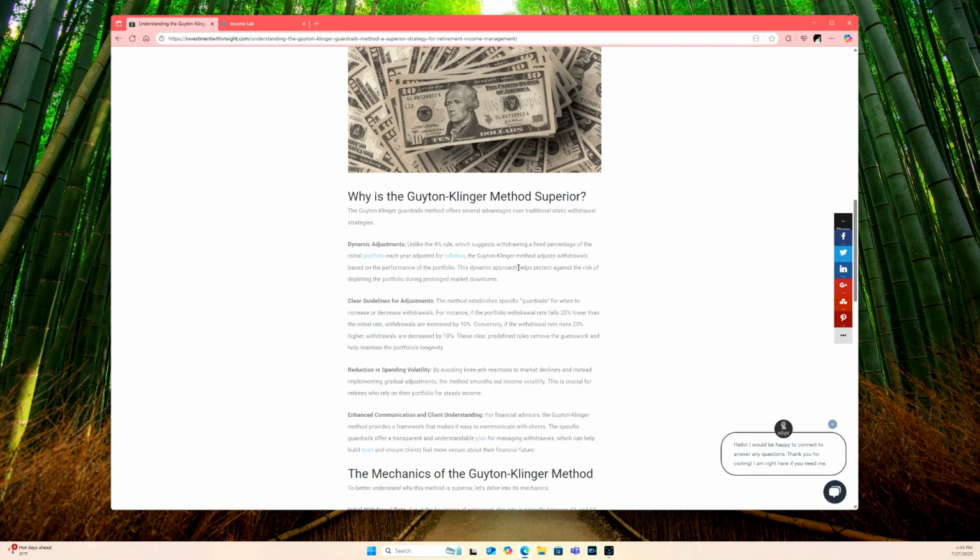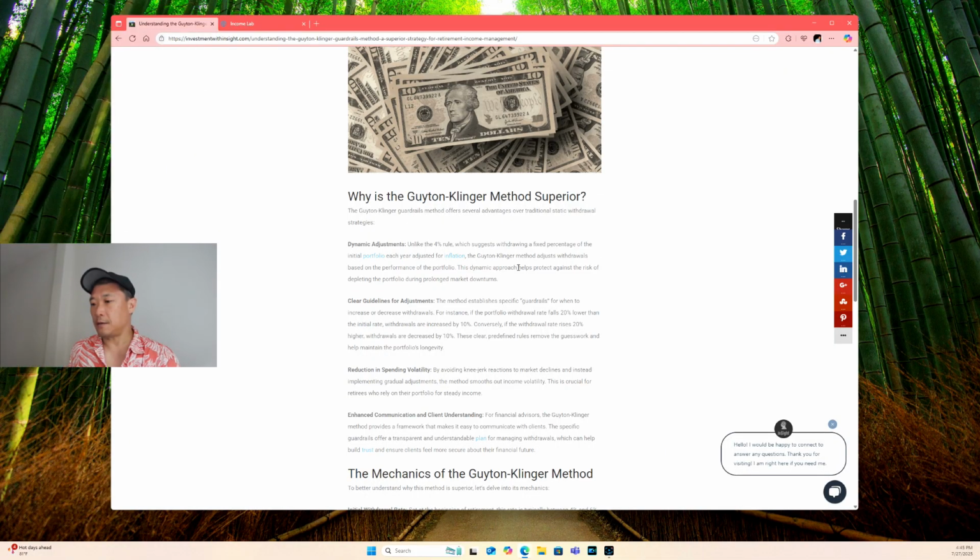All right, so let's go to the Guyton Klinger model, and I wanted to show you the solution from Income Lab. So let's get that fired up here in a moment. Great. So before we get there, let me just explain. I found this on the website: Investment with insight. So why is the Guyton Klinger method superior? It offers several advantages over traditional static withdrawal strategies.